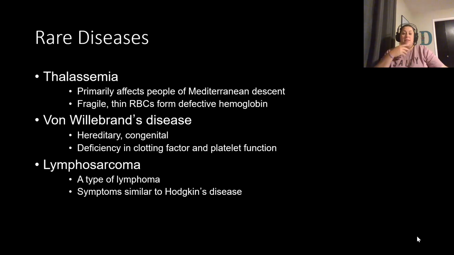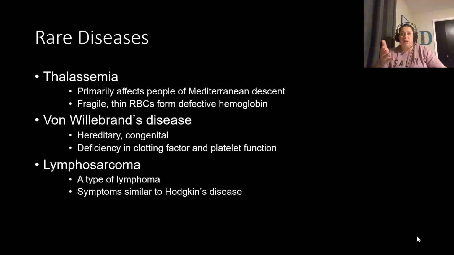All right, so some rare diseases that are talked about here are thalassemia. Thalassemia primarily affects people of Mediterranean descent. This actually causes their red blood cells to be very fragile. They form defective hemoglobin, and so because of this, they do have a type of anemia. It is genetic.